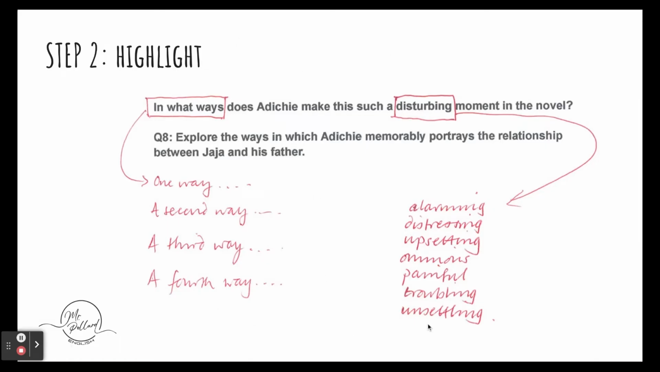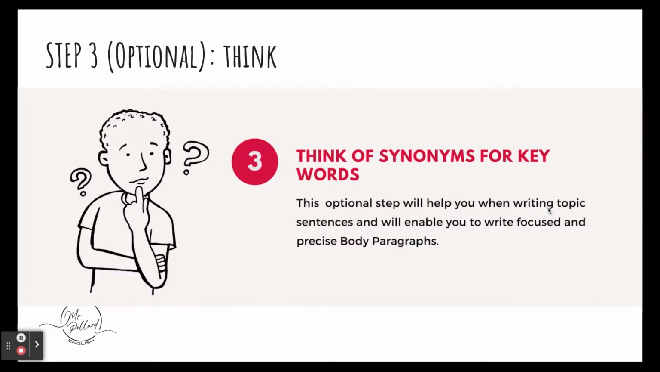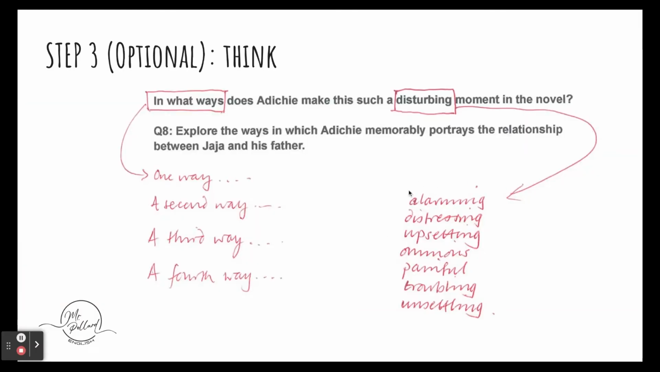Okay, and so this is what step 2 would look like in practice. You can see my rather poor handwriting here, but you can see I've started to pick out the keywords. Now, step 3 is optional, where you're going to think of synonyms perhaps for the keywords in the question. And the reason for this is that it might help you when you're writing your topic sentences, and it's certainly going to enable you to write, I think, focused and precise body paragraphs. As you see here, I've come up with some synonyms for disturbing: alarming, distressing, upsetting, ominous, etc.